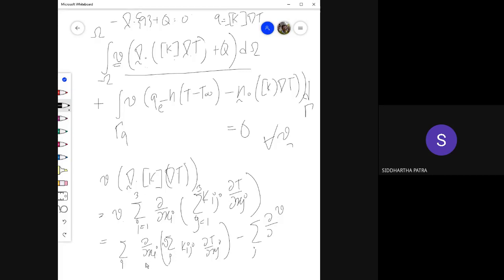Yes, so basically if I were to expand this term, I'll have this term plus another term, so that one I am subtracting. So del v del x_i, summation over i, k_ij, del T del x_j. So this together can be written as, j goes from 1 to 3.